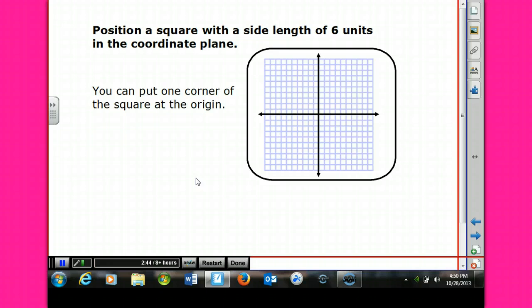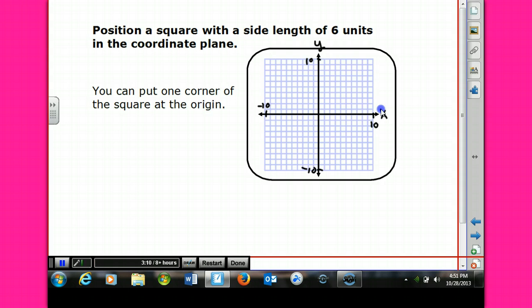So let's try this. We want to position a square with a side length of 6 units in this coordinate plane. Let me add some labels here, x and y. Each blue line is a single unit here. So be sure you have labeled. So again, we want a square with a side length of 6 units.